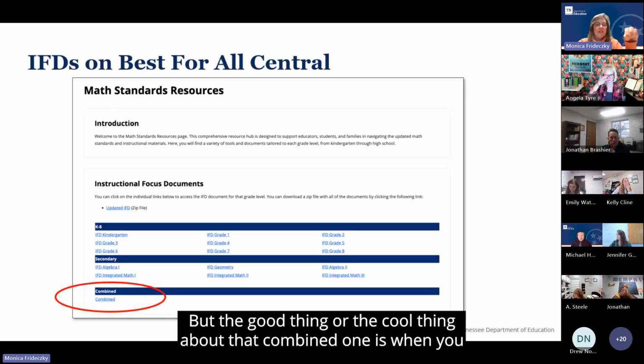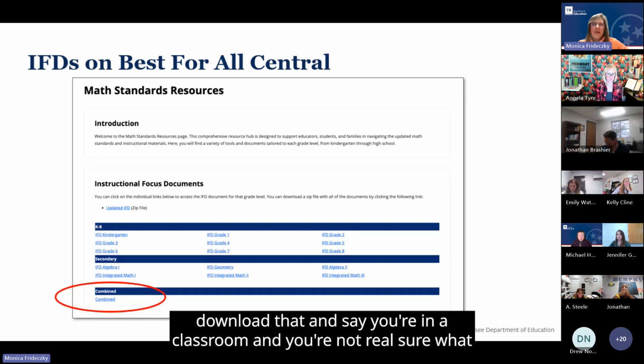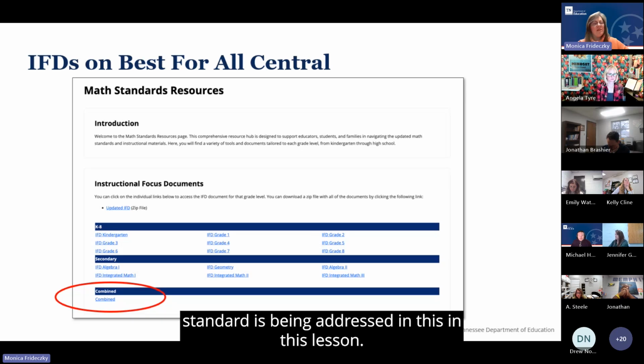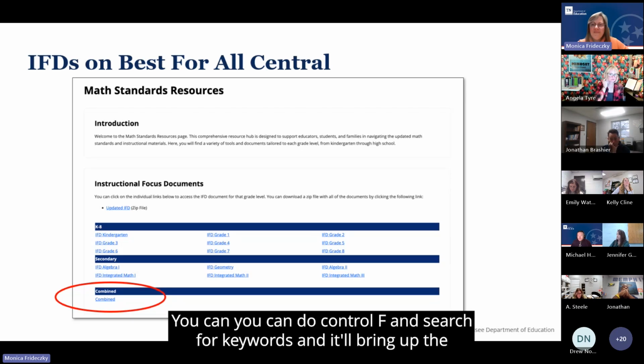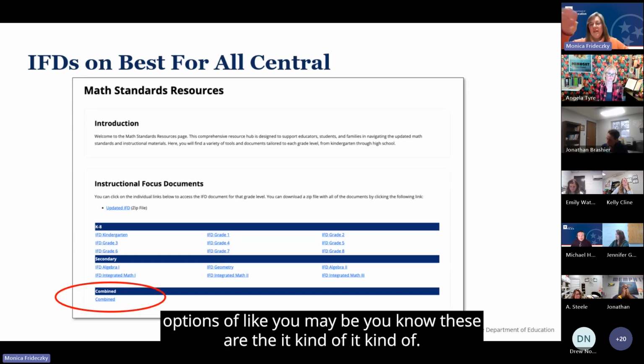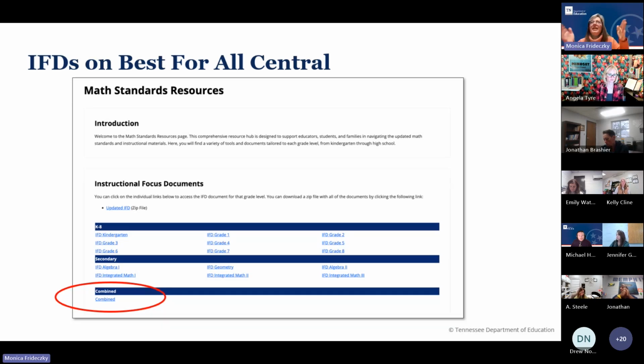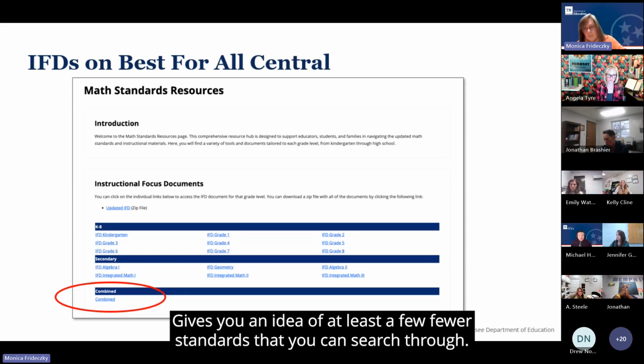But the cool thing about that combined one is when you download that, and say you're in a classroom and you're not real sure what standard is being addressed in this lesson, you can do Control F and search for keywords, and it'll bring up options that give you an idea of at least a fewer standards that you can search through.